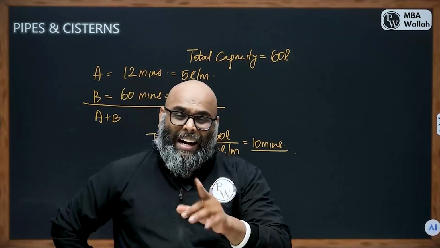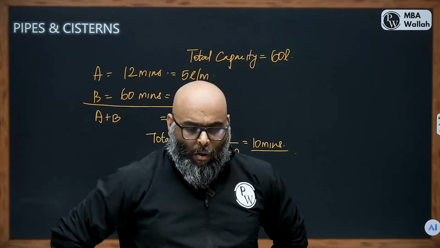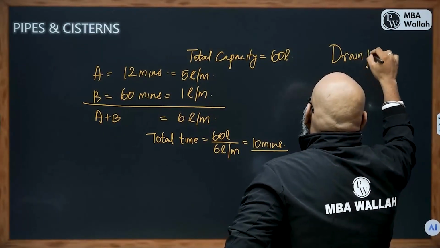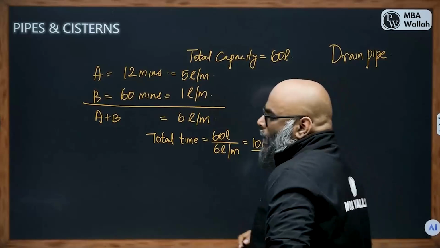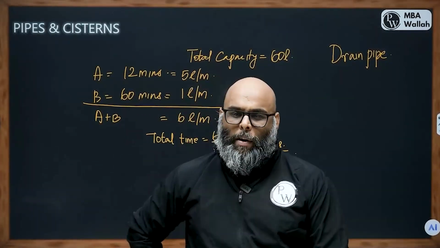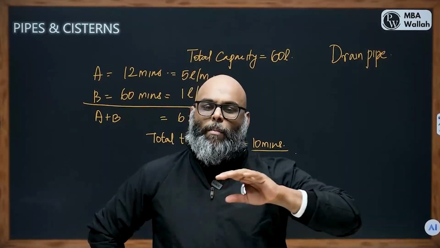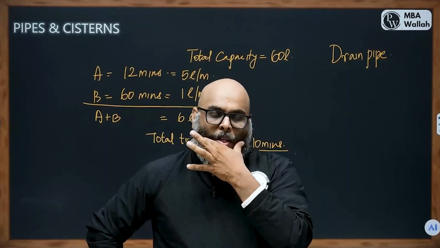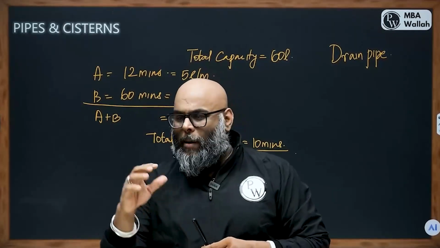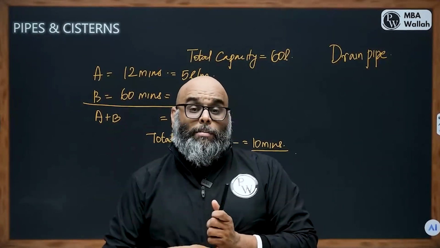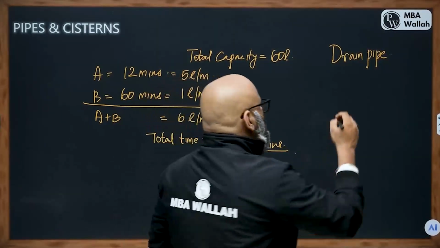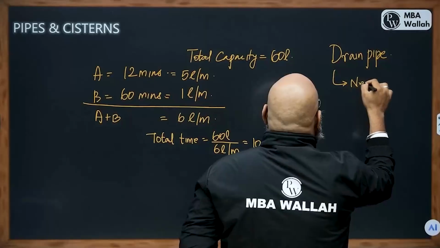But the one added layer that we have in pipes and cisterns will be something called a drain pipe. Something that we did not see in the previous case. What is a drain pipe? Now all this while we have been looking at positive work being done. But when I talk about pipes and tanks, I understand that there are pipes that will fill a tank. There are pipes that can drain a tank. That's removing the work. So all we do is we assume this to be negative work.